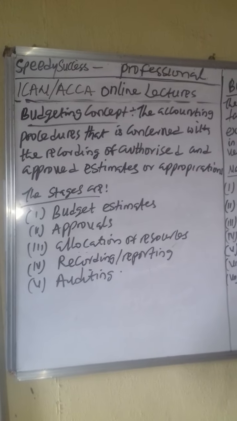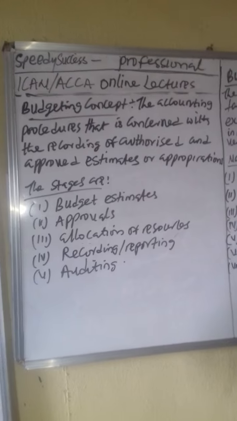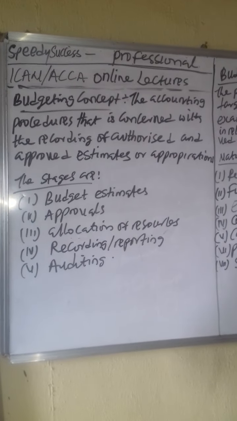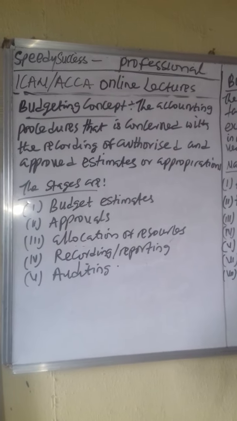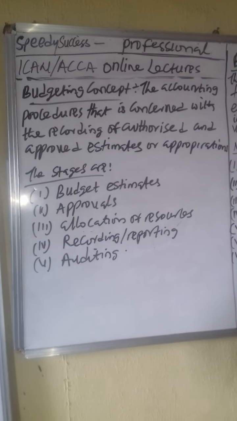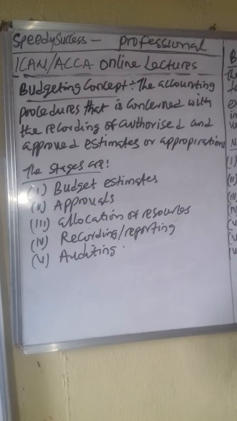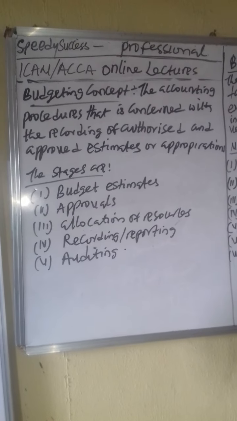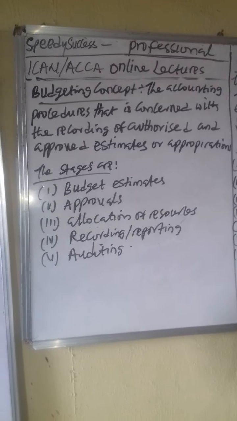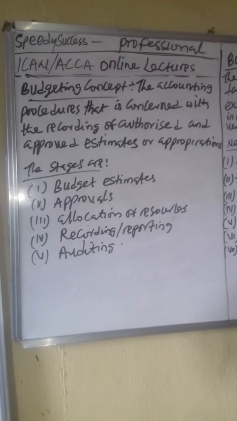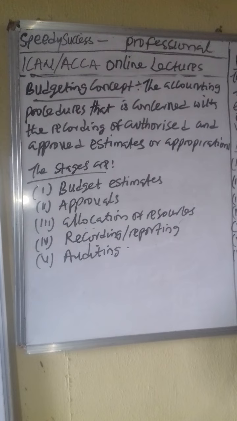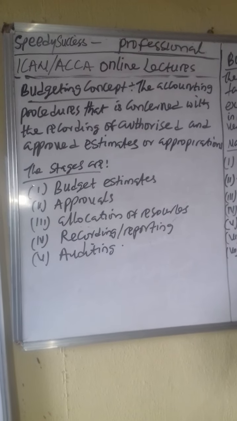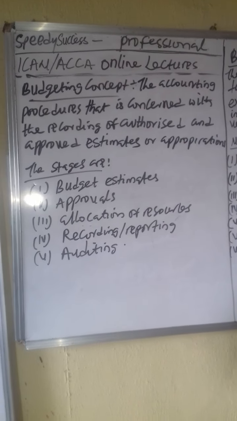Let's look at the concept of budget in the public sector accounting. All right. When we say the concept of budget, the public sector accounting has a procedure by which accounting records are taken based on the approved budget. For example, the budgeting concept relates to the accounting procedure that is concerned with the recording of authorized and approved estimates or appropriations.